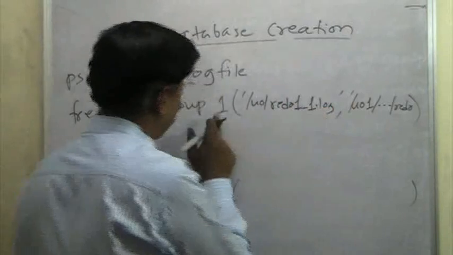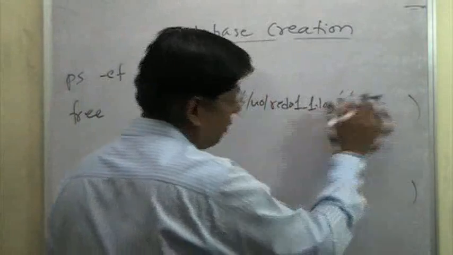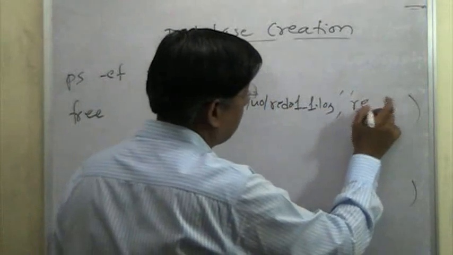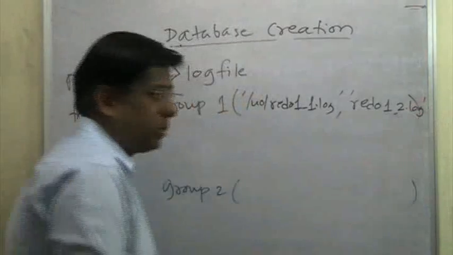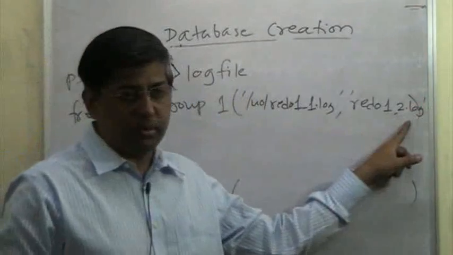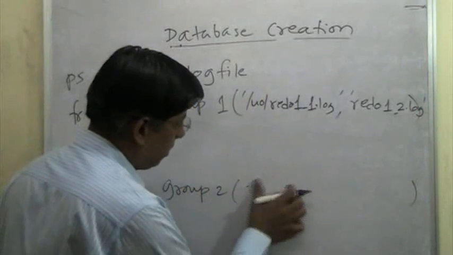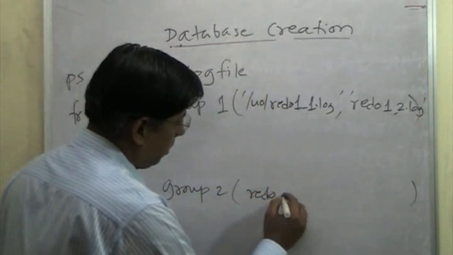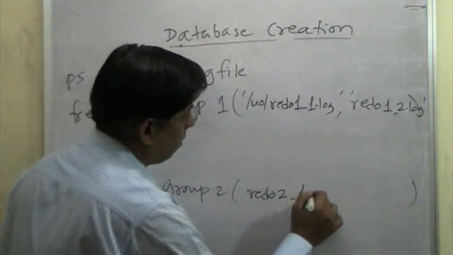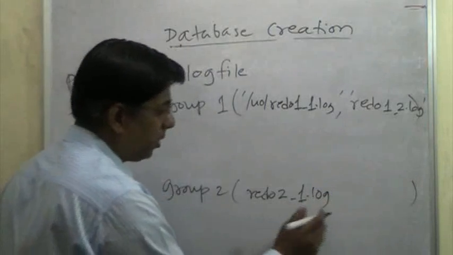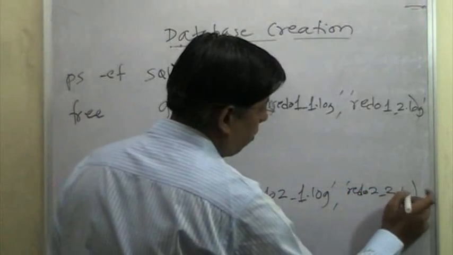So the first group and the first member, and here I will give the name. I am not writing the whole thing because I don't have enough space. I will say redo 1 underscore 2 dot log. What is 1 underscore 2 dot log? The first group, second member. And here I would say redo 2 underscore 1 dot log, because the second group first member, comma redo 2 underscore 2 dot log.